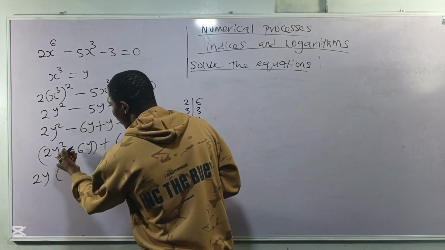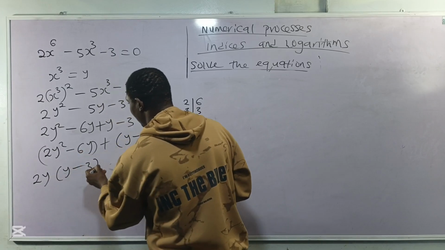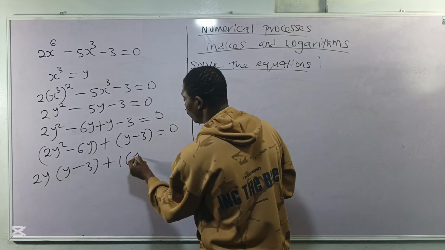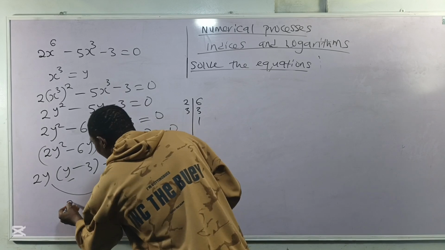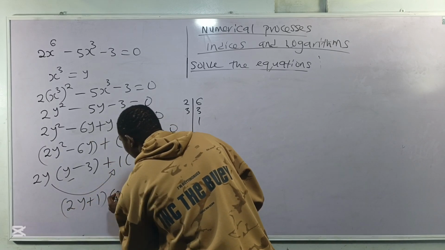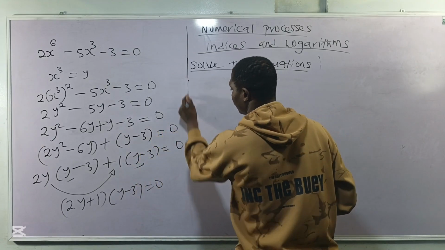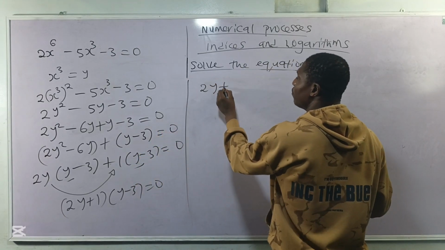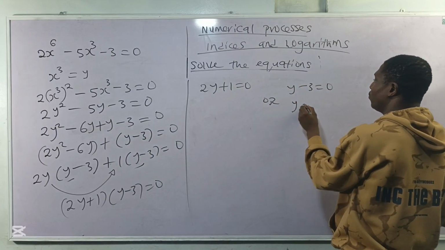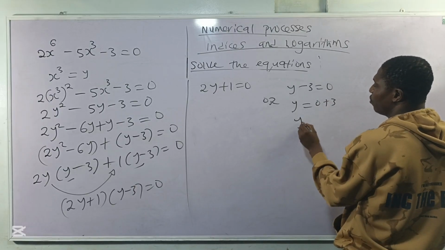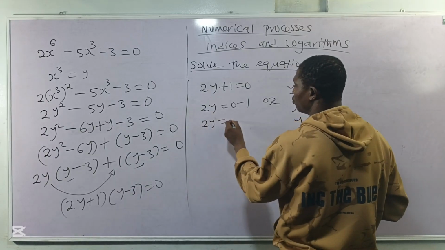If I have 2y here, 2y squared divided by 2y will give me y, and 6y divided by 2y will give me 3. Plus, what's common here is 1, bracket y minus 3, equal to 0. This and this again are the same. I'll pick this and this, and I'll have 2y plus 1 and y minus 3 to be equal to 0. So I'll equate: 2y plus 1 equal to 0, or y minus 3 equal to 0. This will simply give me y is equal to 0 plus 3, and y will be equals to 3. And this will give me 2y equals 0 minus 1, and 2y will be equals to minus 1.